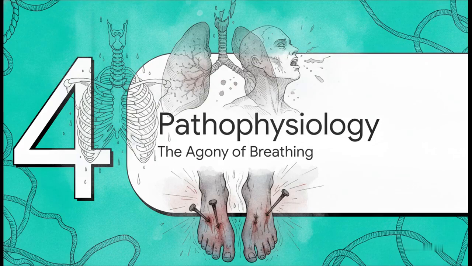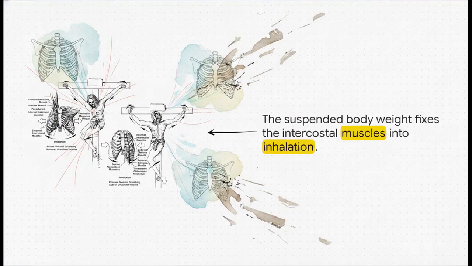All right, Section 4, Pathophysiology and Asphyxiation, the agony of breathing. Now we have to examine the biomechanical horror of simply trying to take a breath while suspended. Hanging outward with arms outstretched like that pulled the body's weight aggressively down on the shoulders and chest. What this did was lock the intercostal muscles of the ribs into a constant state of inhalation. This means breathing in was easy, but passively breathing out, mechanically impossible.